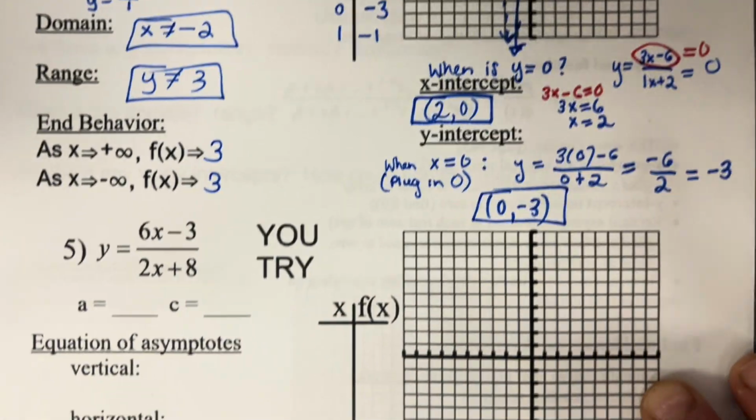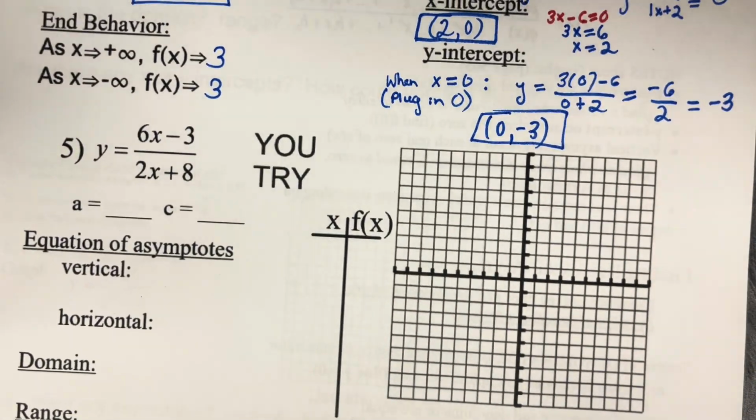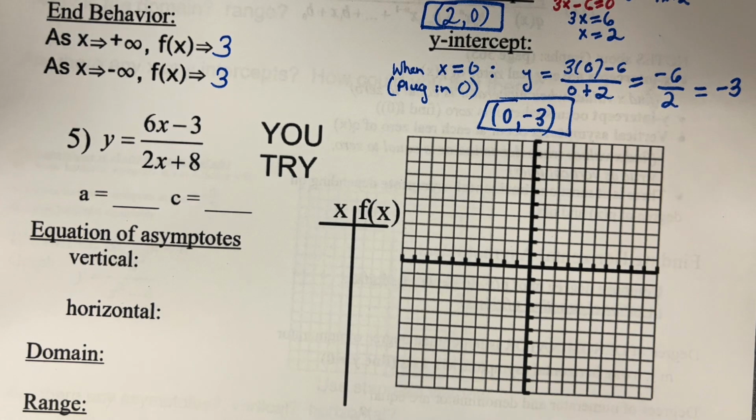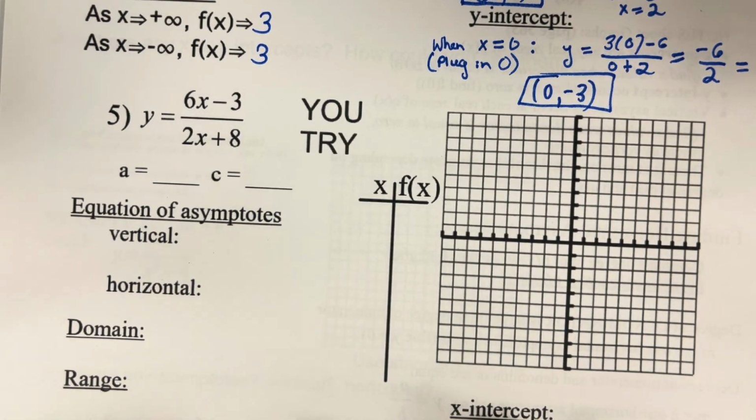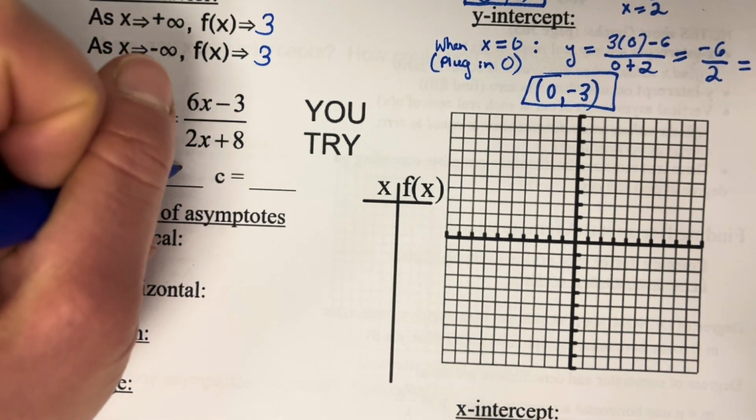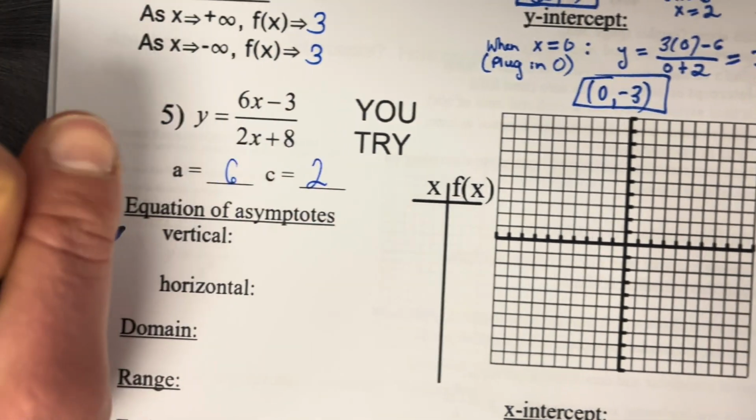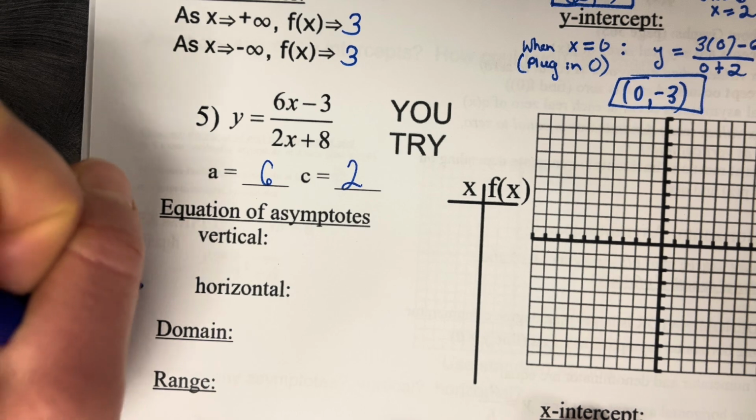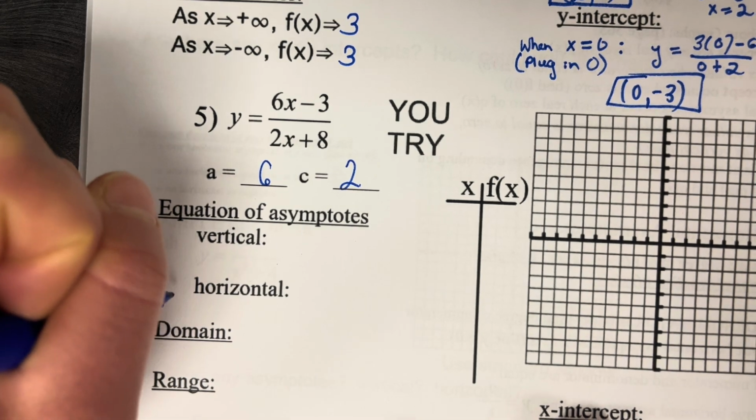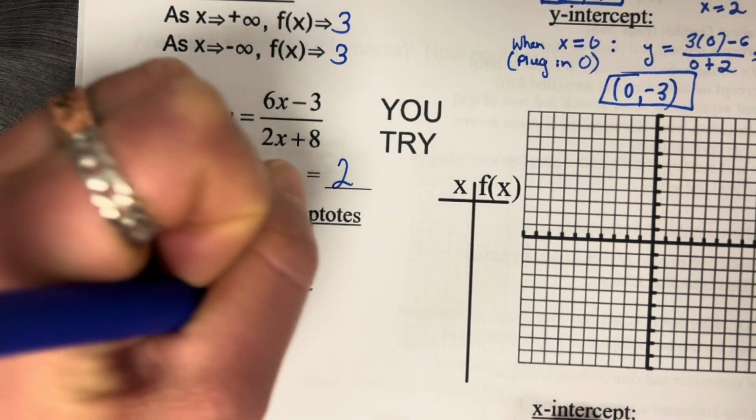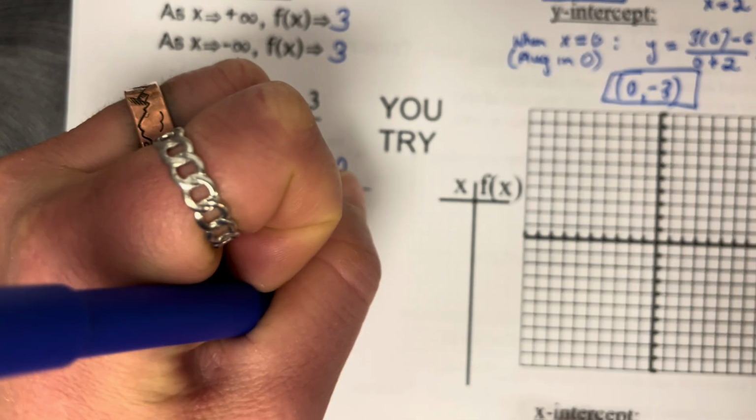Okay, go ahead and try one on your own. Pause the video and then restart when you're ready to watch the explanation. So first I'm going to identify A and C. A is 6, C is 2, and that means I can get my horizontal asymptote y equals A over C. y equals 6 over 2, so y equals 3.